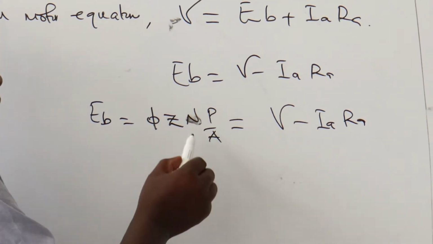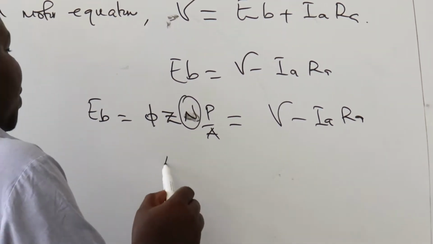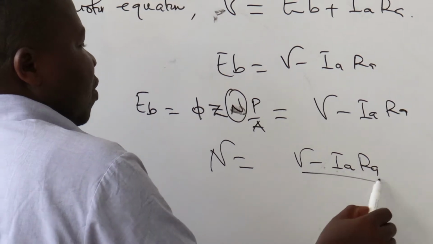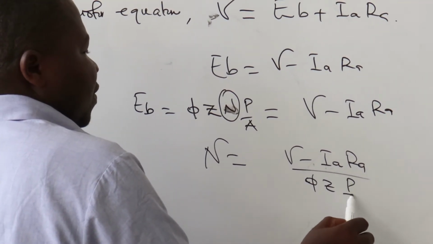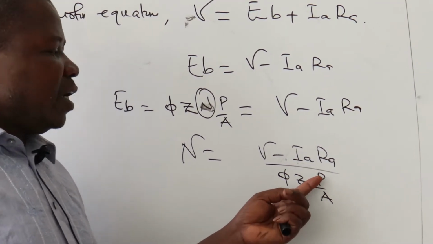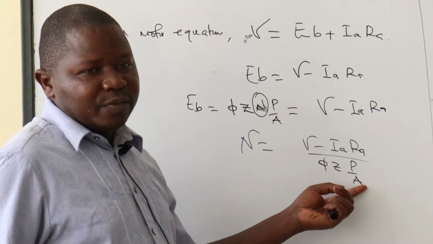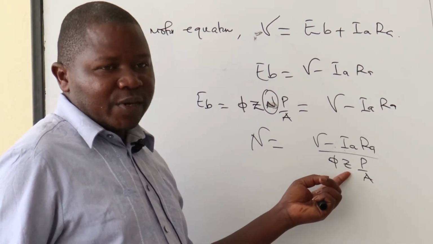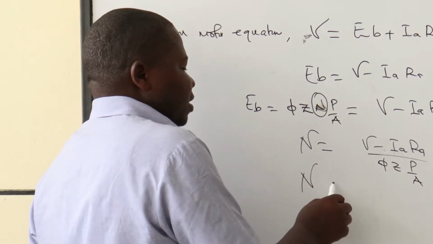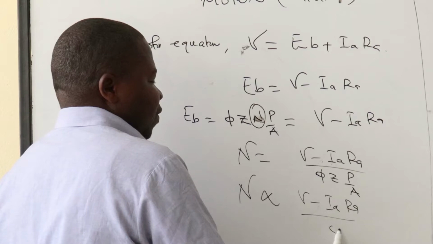Because our interest is N, the speed, we are saying speed N is equal to V minus IaRa over Z P over A times flux. And I told you last week, the number of poles you cannot manipulate. It was done by the designer. Pole pairs by the designer. Number of conductors by designer. So holding Z, P, A constant, then N is directly proportional to V minus IaRa over flux.